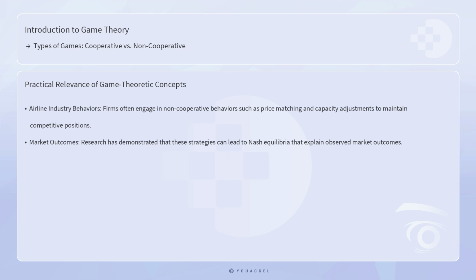Empirical studies have shown the practical relevance of these game theoretic concepts. For instance, in the airline industry, firms often engage in non-cooperative behaviors, such as price matching and capacity adjustments to maintain competitive positions. Research has demonstrated that these strategies can lead to Nash equilibria that explain observed market outcomes.